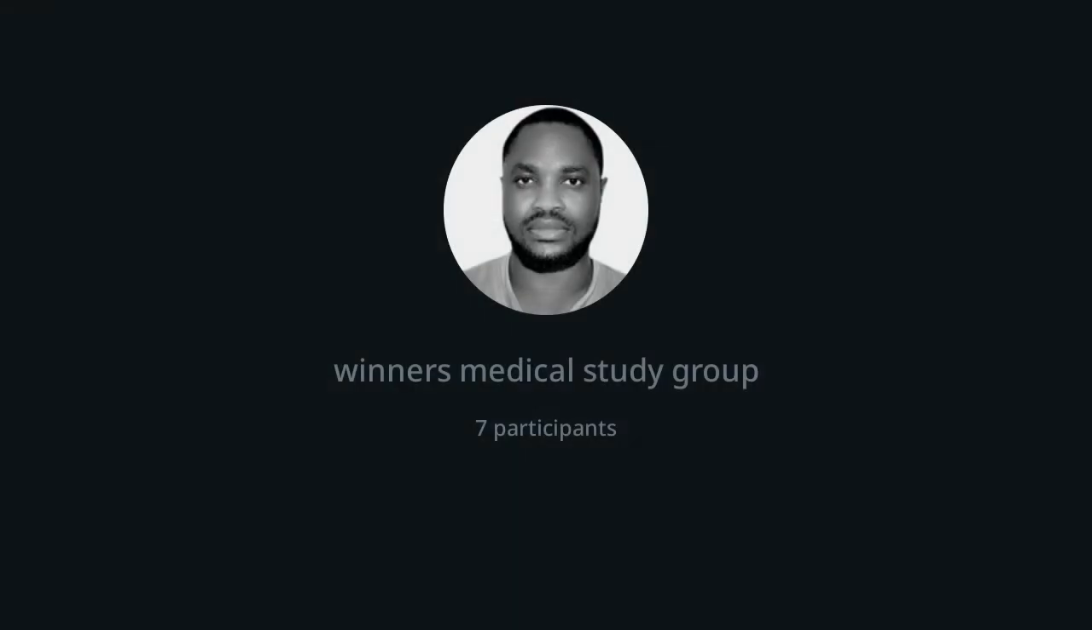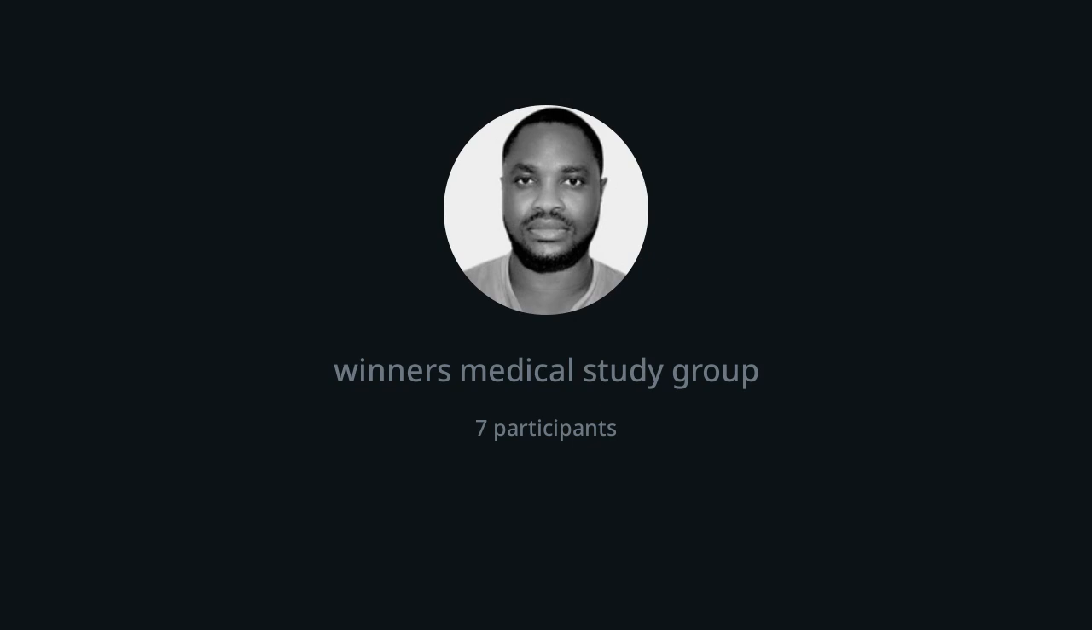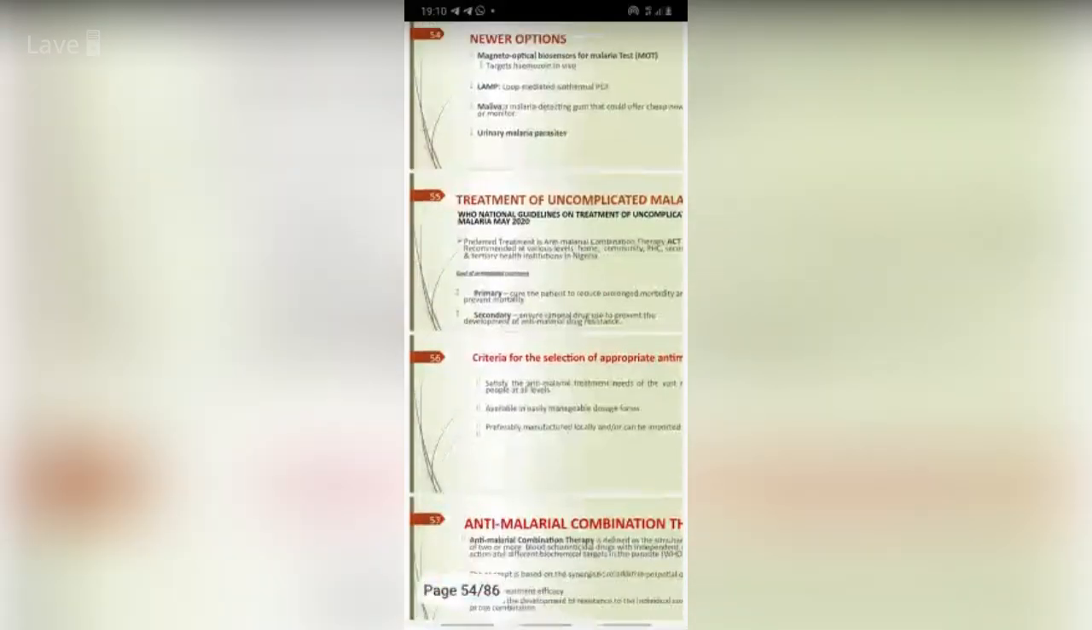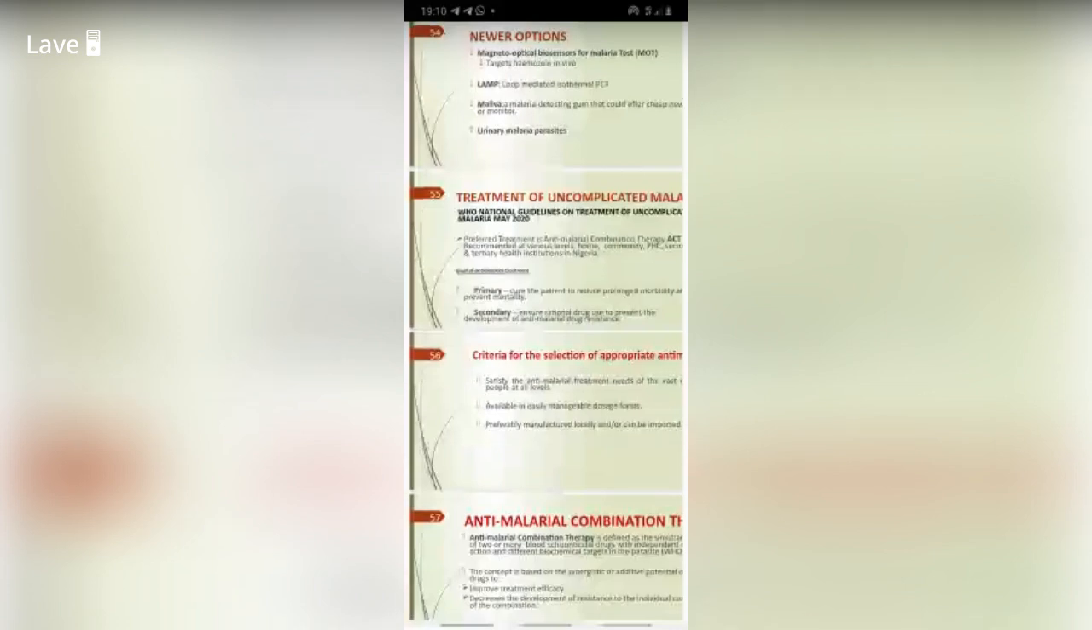Then the immunochromatographic test, which detects circulating antigen of P. falciparum, takes about 8 minutes. Then the intraleukocyte malaria antigen. There are new options which we should just know for academic purposes. The optical sensors for malaria tests, the LAMP, which is loop-mediated isothermal PCR, and there's a malaria detecting gum that could offer cheap new ways to diagnose or monitor. Then you're also thinking about ways forward, urinary malaria parasites, where we don't even need to take blood or can identify parasites in the urine of patients.